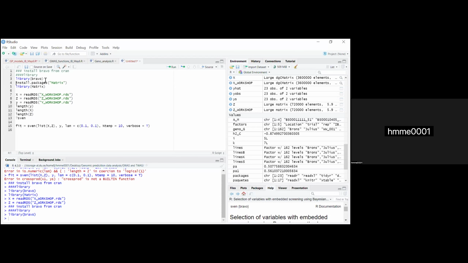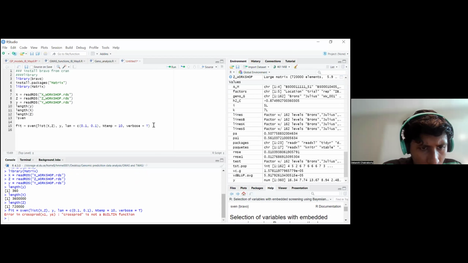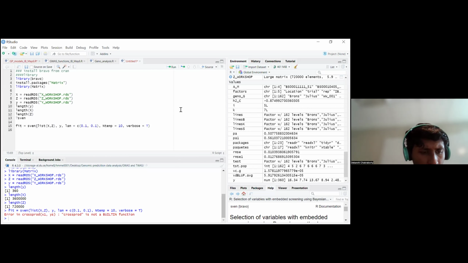So Bravo works, and even the matrix also works. Here are the X, Y files, and this one is the shapes like this. Crossword XY. Okay, again, there is an error in crossword.